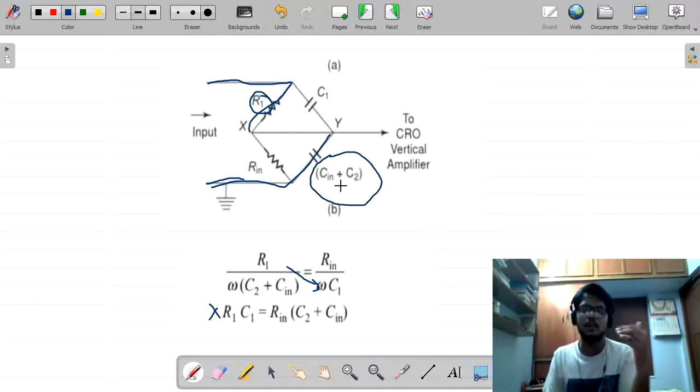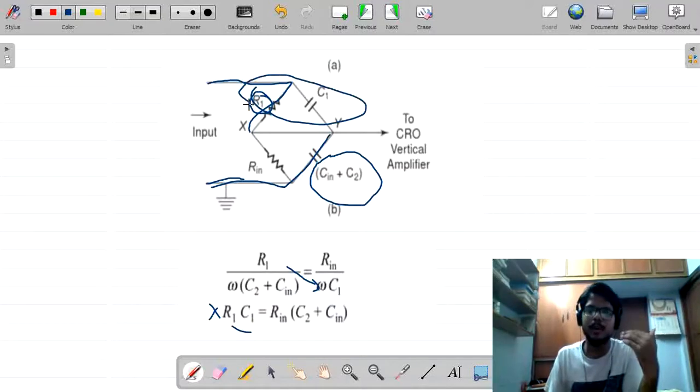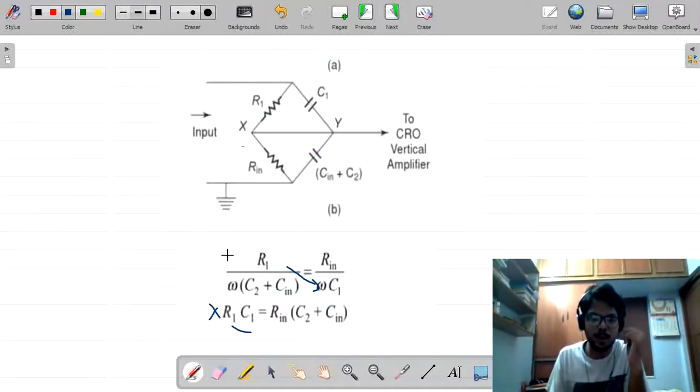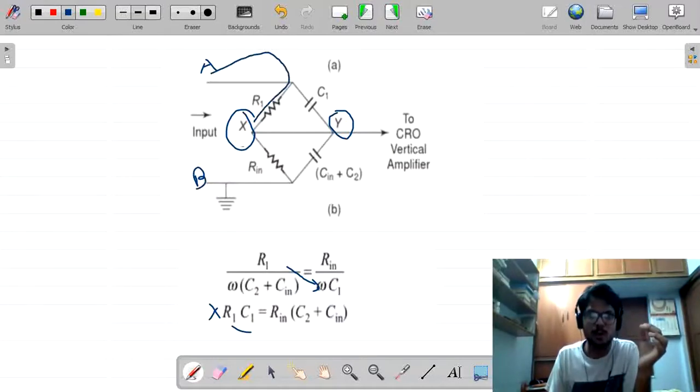So from this we can clearly know that R1 C1, resistance multiplied, equal to Rin into C1 plus C2. From this we can clearly see from network theory that both point X and point Y are equipotential. Equipotential is nothing but, suppose it is a point A and a point B. Suppose from point A to point X I am having a resistance of R1. From point B to point X I am having a resistance of Rin. Equipotential indicates that R1 equals Rin.